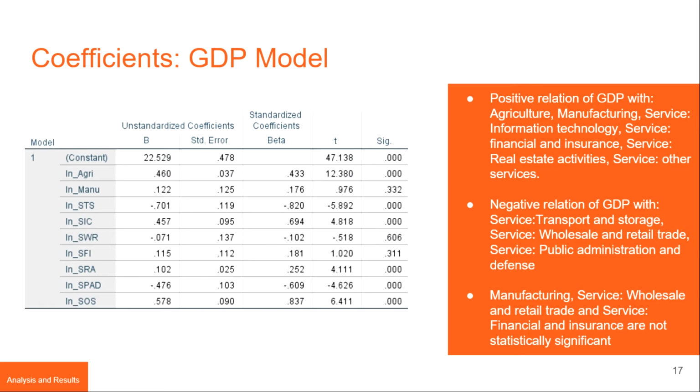Apart from that, manufacturing, wholesale and retail service, and finance and insurance service are not statistically significant, which means at the 95% confidence level, only if the p-value is less than the significance level of 0.05, is the hypothesis statistically significant.